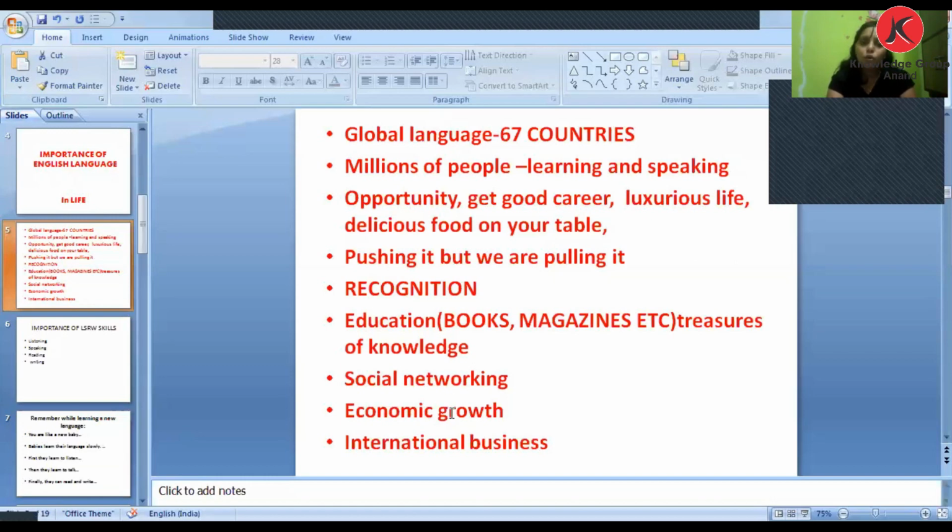For your economic growth, if you want economic growth, then you must know your business, your international business. For your international business, you must have knowledge of the English language so that you can go out of the country and you can have your international business. I hope you understand these topics and these things, that this is not bookish knowledge, that acquiring the knowledge of the English subject is not bookish.